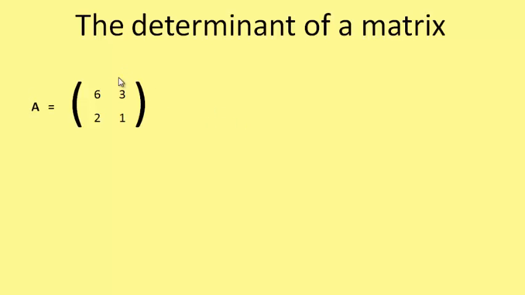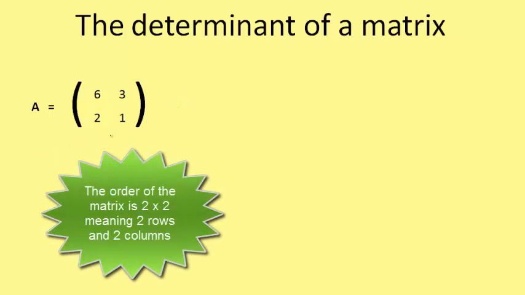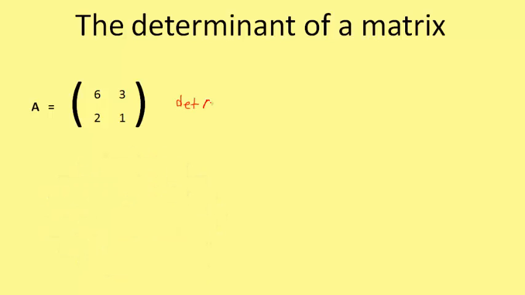What we're going to be looking at in this one is how to find the determinant of a matrix. This is a 2 by 2 matrix, and it's called the matrix A. There are two ways in which this can be written. It could be det A, as in determinant A, or it could be written as just A with straight lines beside it, as when we do the magnitude of a vector.